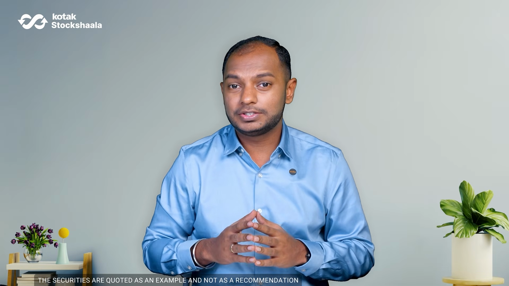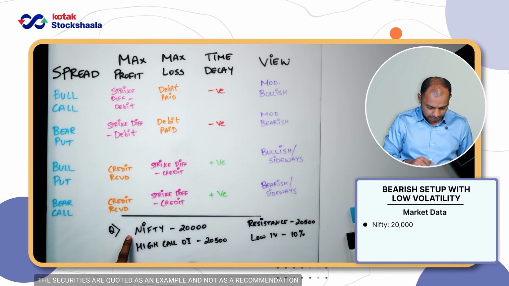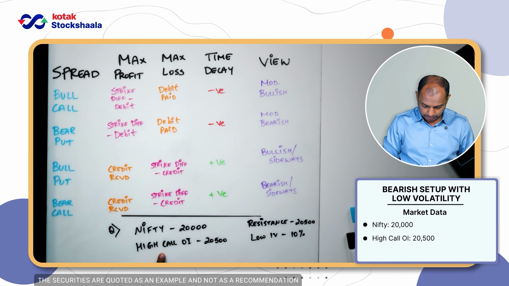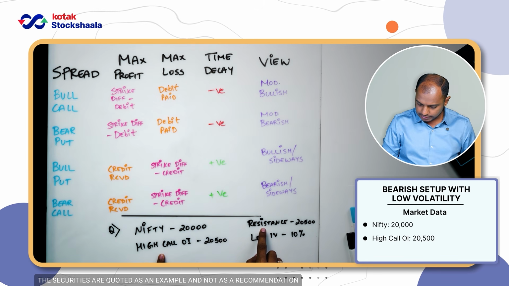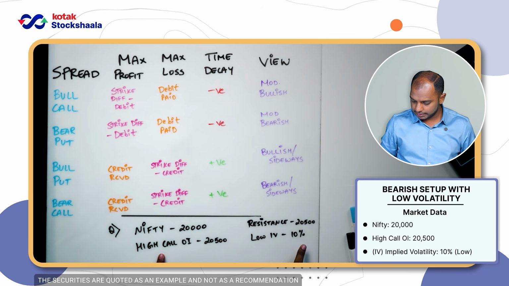Now let's take another illustration and test if you actually understood what we have learned so far. So in this illustration, Nifty is at 20,000. There is high call OI at 20,500. The resistance is again at 20,500 and the IV is low at just 10%. Now go ahead and pause the video and analyze which spread would make the most sense for this illustration. I want you to do this activity sincerely because if you understand this concept clearly, then trading in options will become smooth sailing. Did you find the right answer?